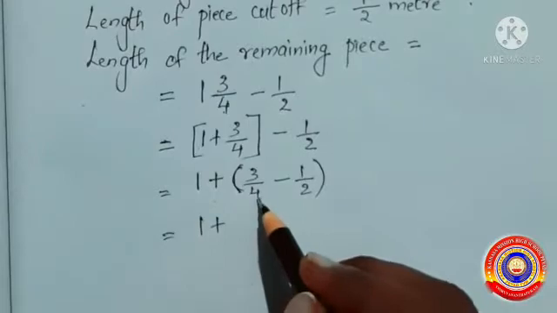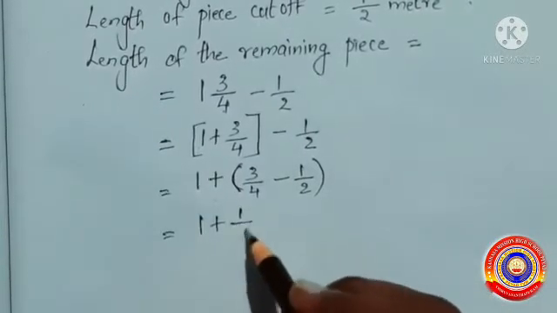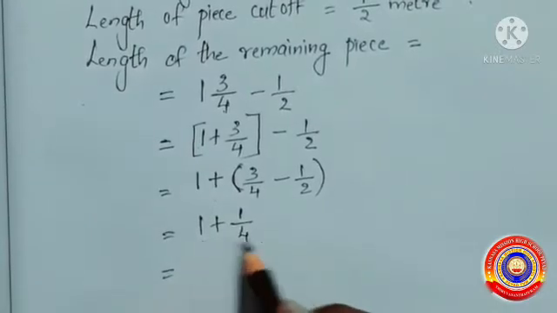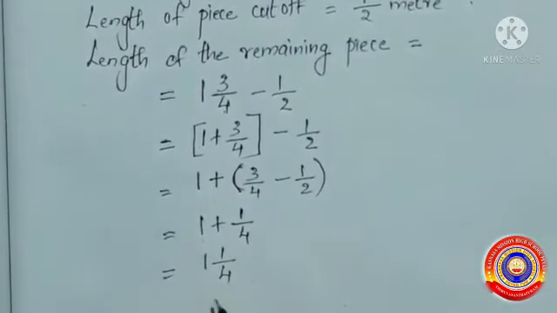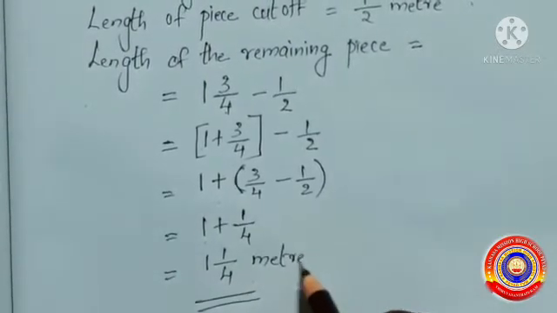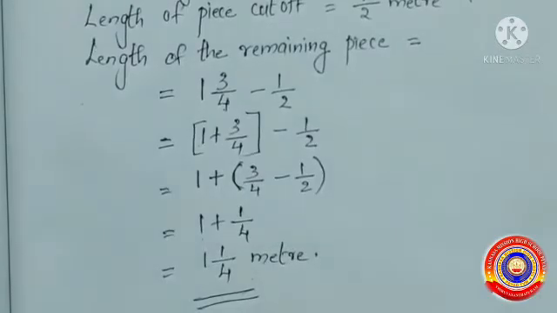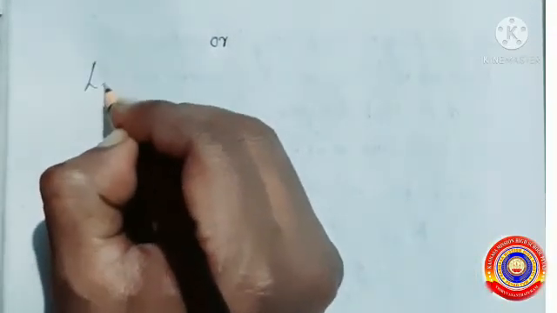What is 3 by 4 minus 1 by 2? 3 by 4 minus 1 by 2 is equal to 1 by 4. Then 1 plus 1 by 4 is equal to 1 and 1 by 4. The answer is 1 and 1 by 4 meter. Is it clear for you? Now we can do the subtraction in another way also.